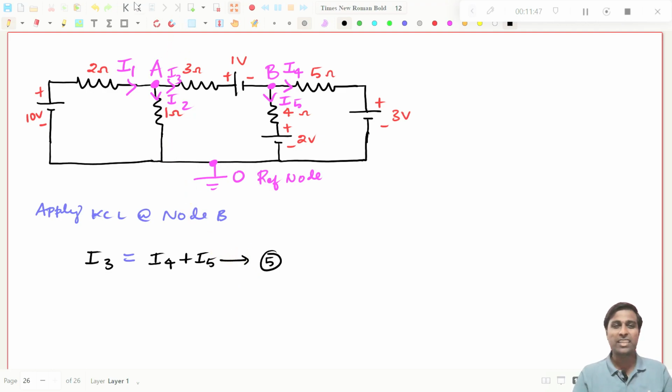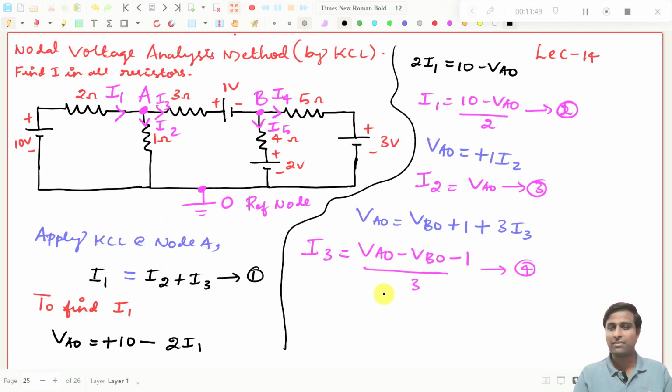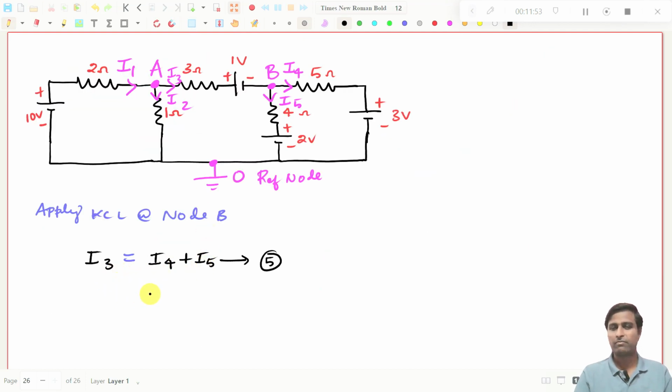You see, I3 we have found already, right? So it is not necessary to find I3 here. We need to find only I4 and I5. To find I4, what can we do? You see, this is I4, right? So you start from this point, go to B, that is VBO, and we will cover I4. Very simple. We need to write what is VBO. That is the ultimate aim.